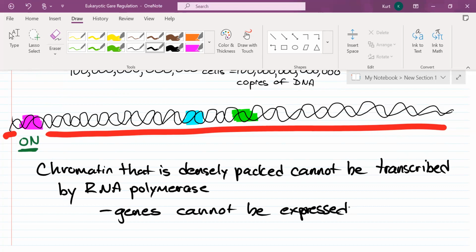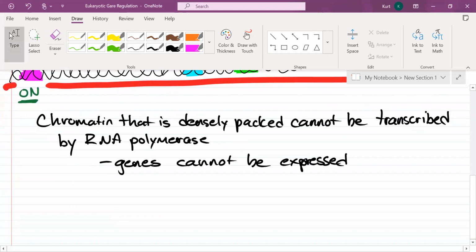So when your genes are very, very tightly packed, like this big wad of yarn, it cannot be transcribed. The DNA is just way too tightly packed. Can't get to it. So if there is a gene buried way in here, RNA polymerase won't be able to get to it. So this term, DNA that is densely packed, or highly packed DNA, is called heterochromatin.